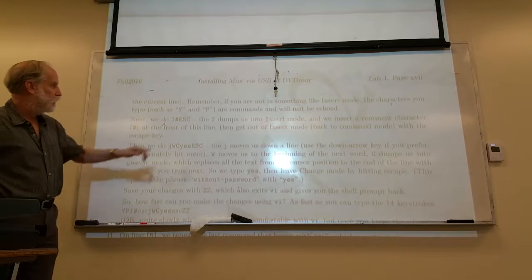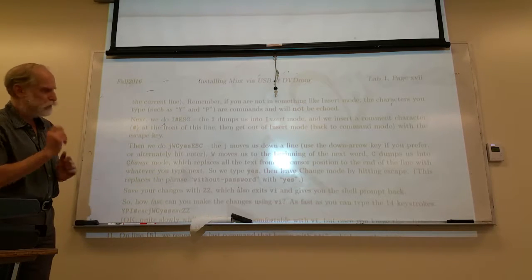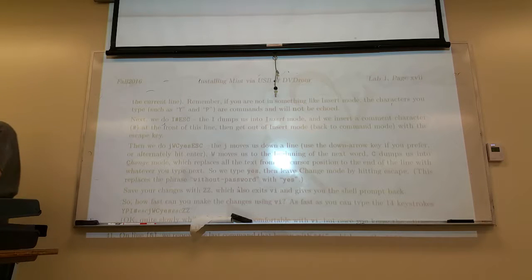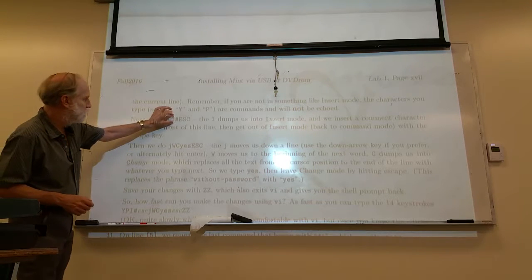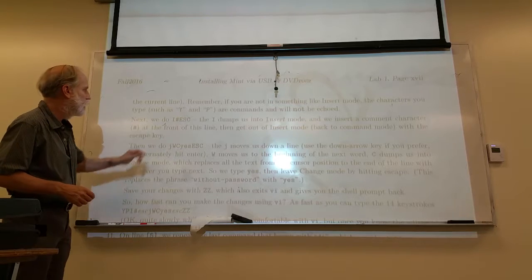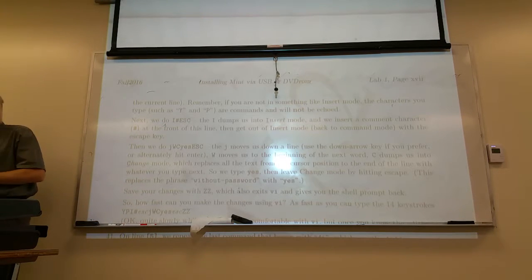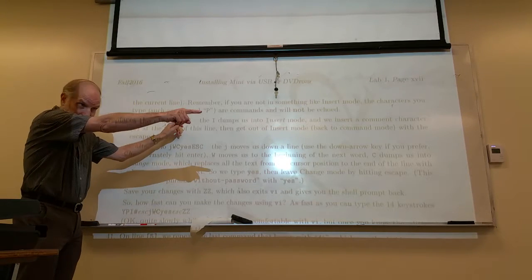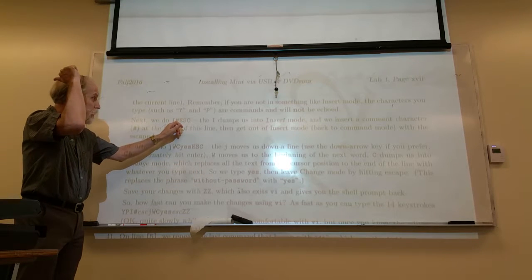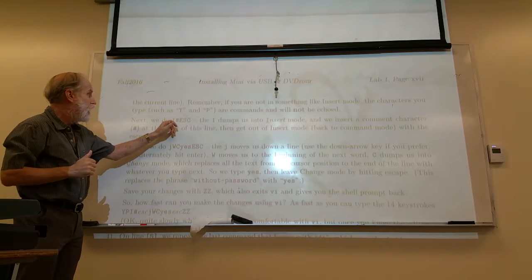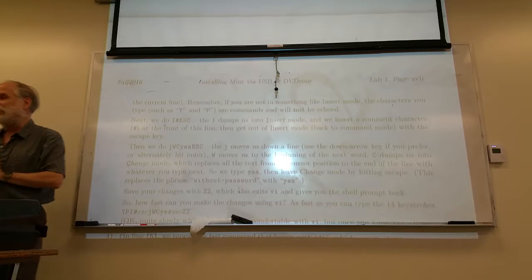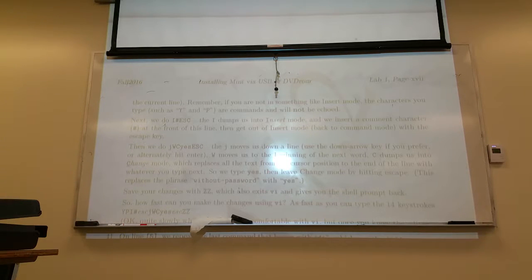Now, wherever you happen to be on that line, if you do an I, remember we talked last time about what I and A do. I inserts before the cursor. A appends right after whatever character the cursor is blinking on. And there's also a capital A and a capital I here. Capital I goes to the beginning of the line, and capital A would take you out past the end of the line. If you want to just add to the end, you don't have to space all the way over there. Just do a capital A and you're there.